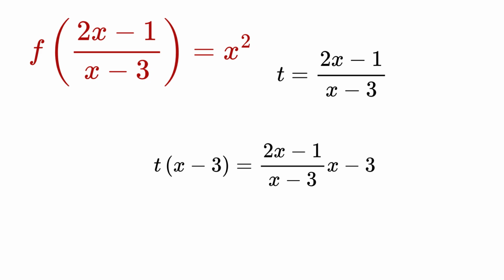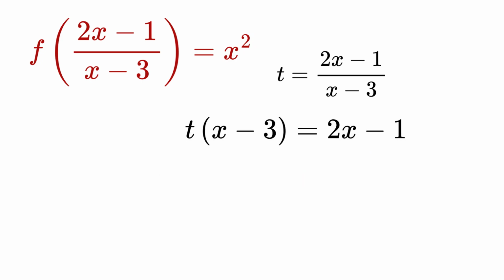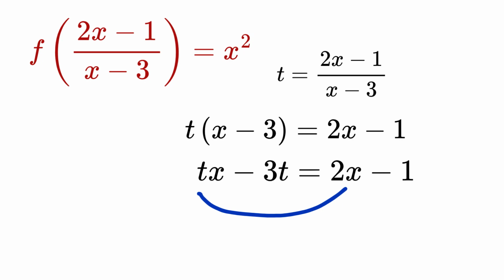On the right side, the terms (x minus 3) and (x minus 3) will be cancelled out. Then we get t into (x minus 3) is equal to 2x minus 1. Then multiply t inside, then we get tx minus 3t is equal to 2x minus 1. Now take the x terms to the left side and minus 3t to the right side.